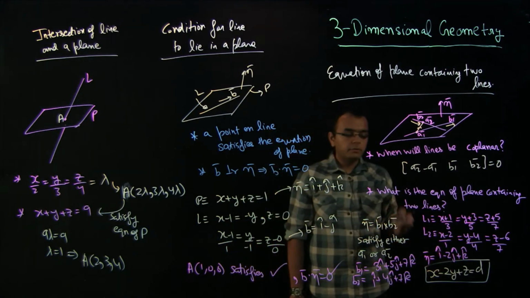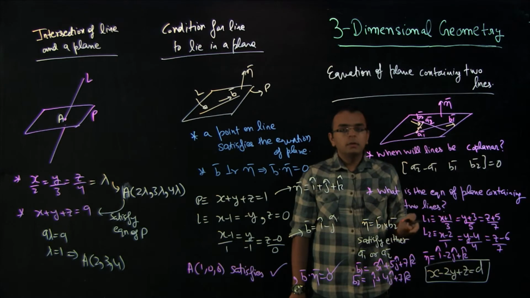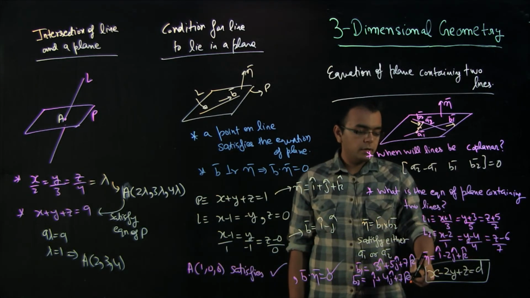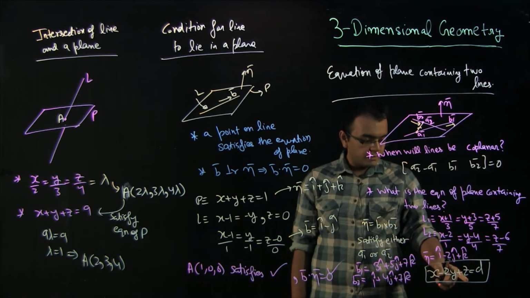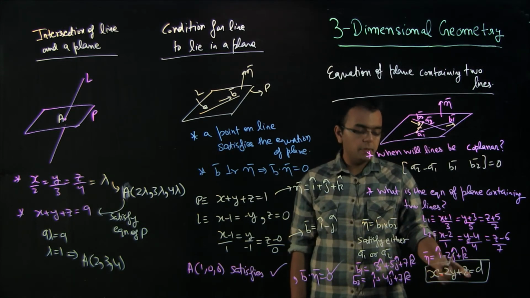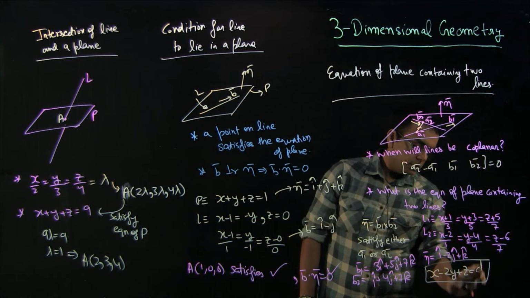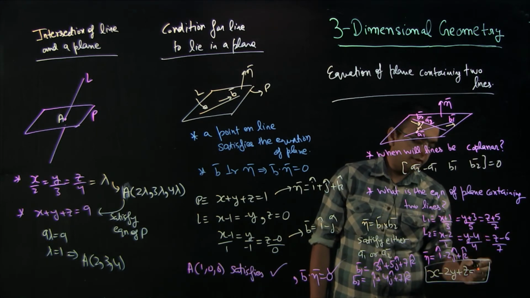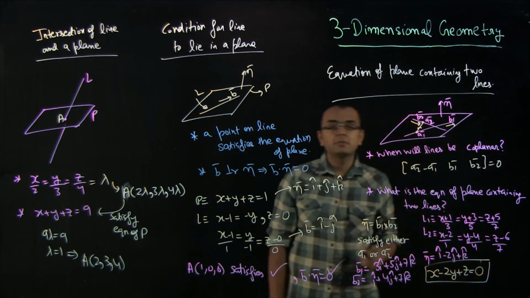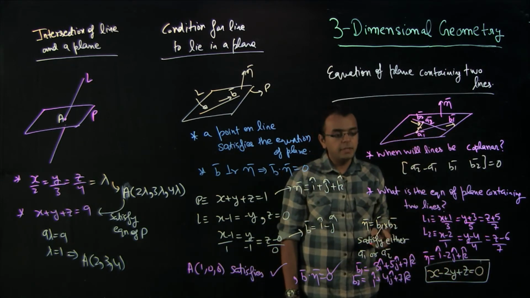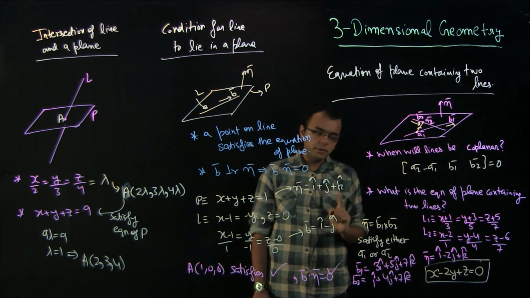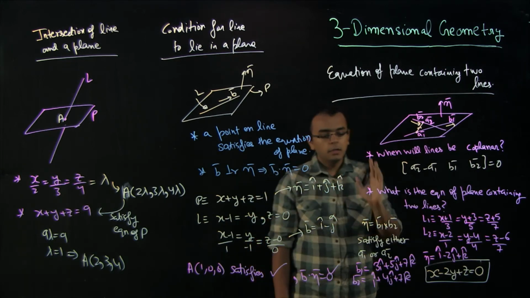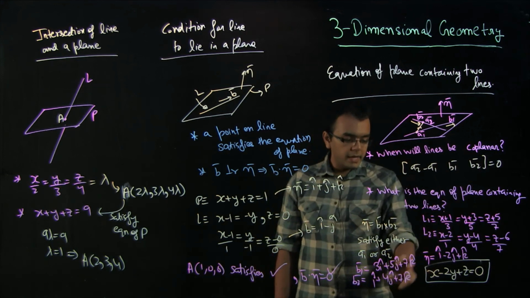Now you have to satisfy a point, which could be either this one, 2, 4, 6. So if you satisfy 2 minus 8 plus 6, it will become d is equal to 0 actually, or you can satisfy the point minus 1, minus 3, minus 5. We will get the answer to be x minus 2y plus z is equal to 0. So this plane contains both the lines. What we did is not very difficult.